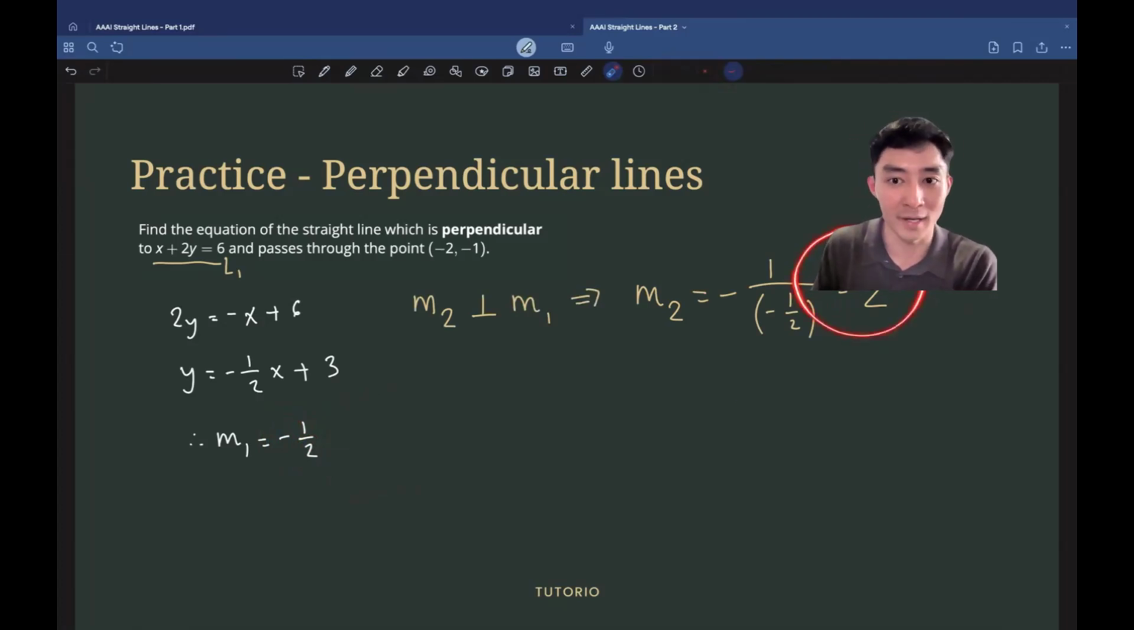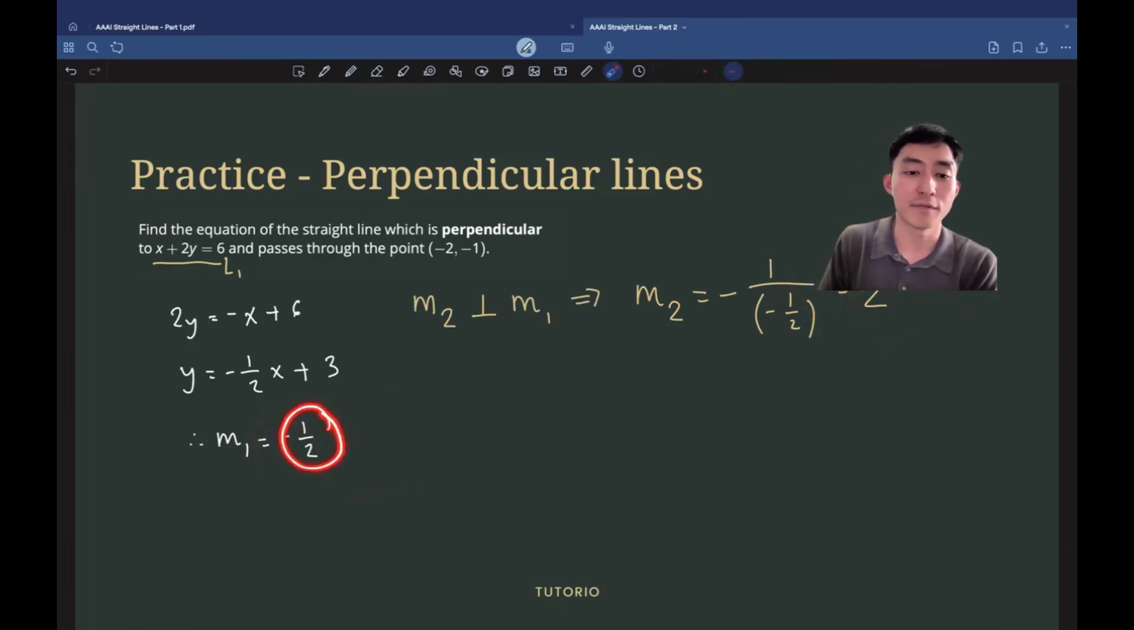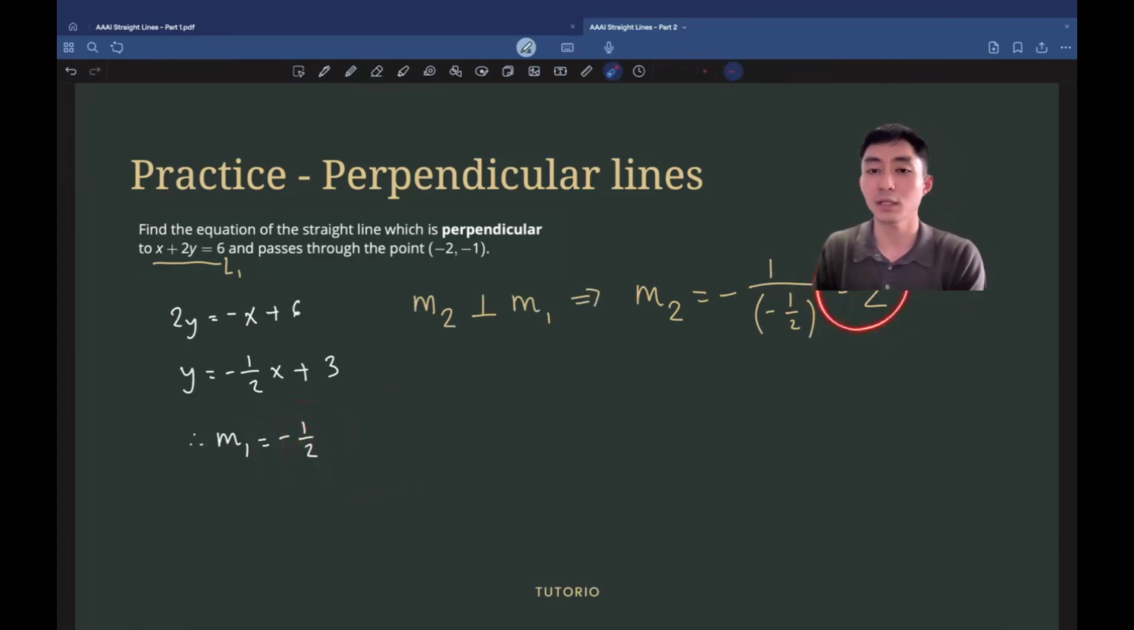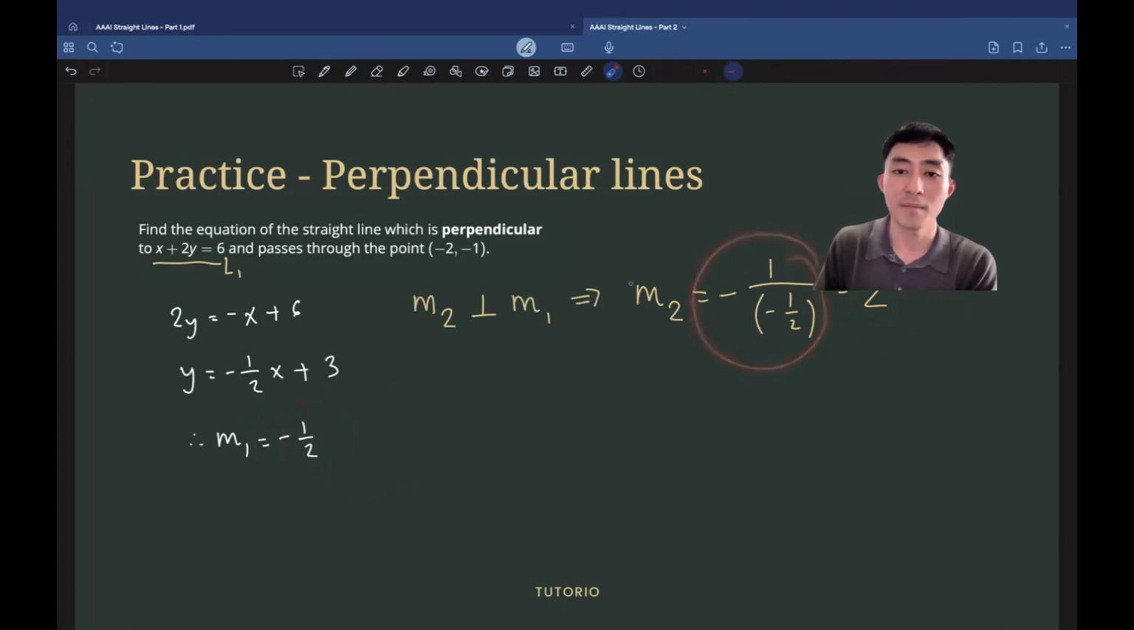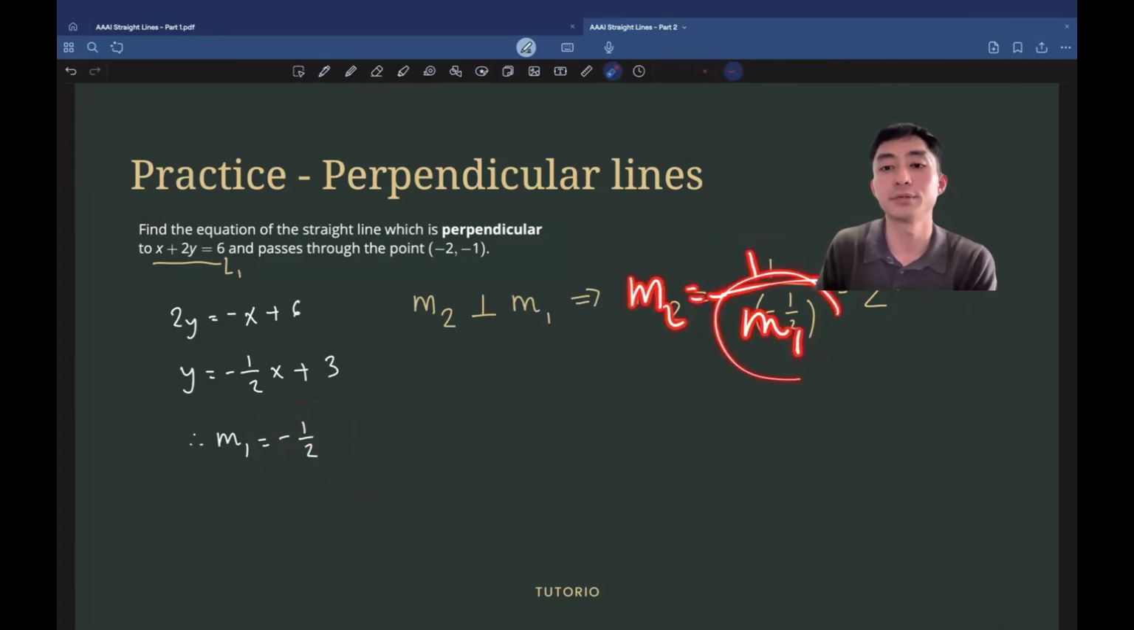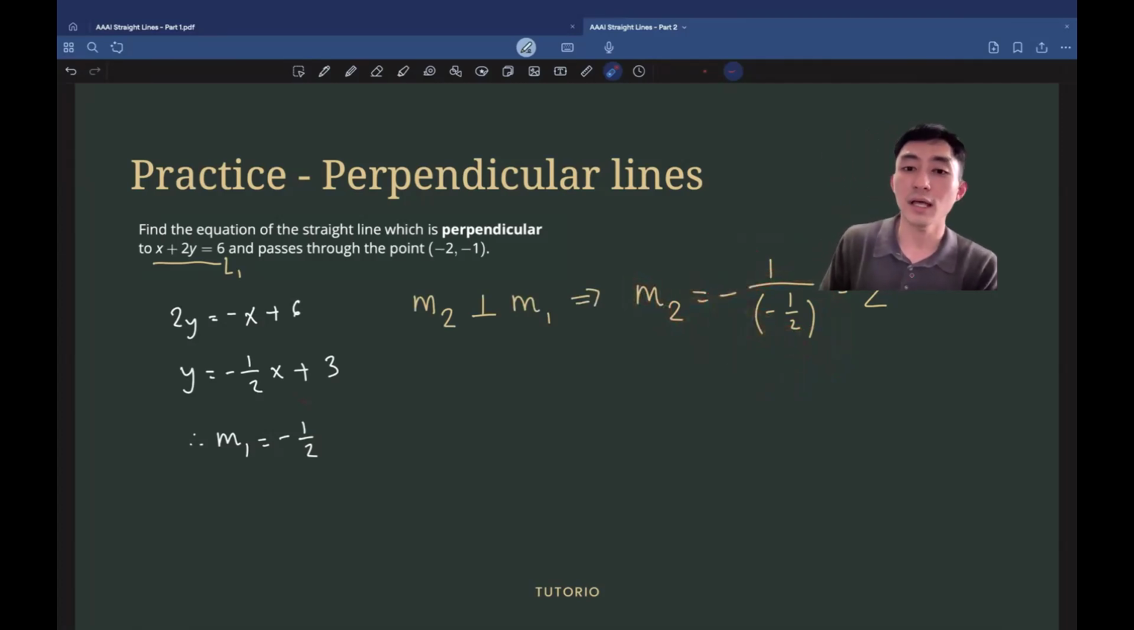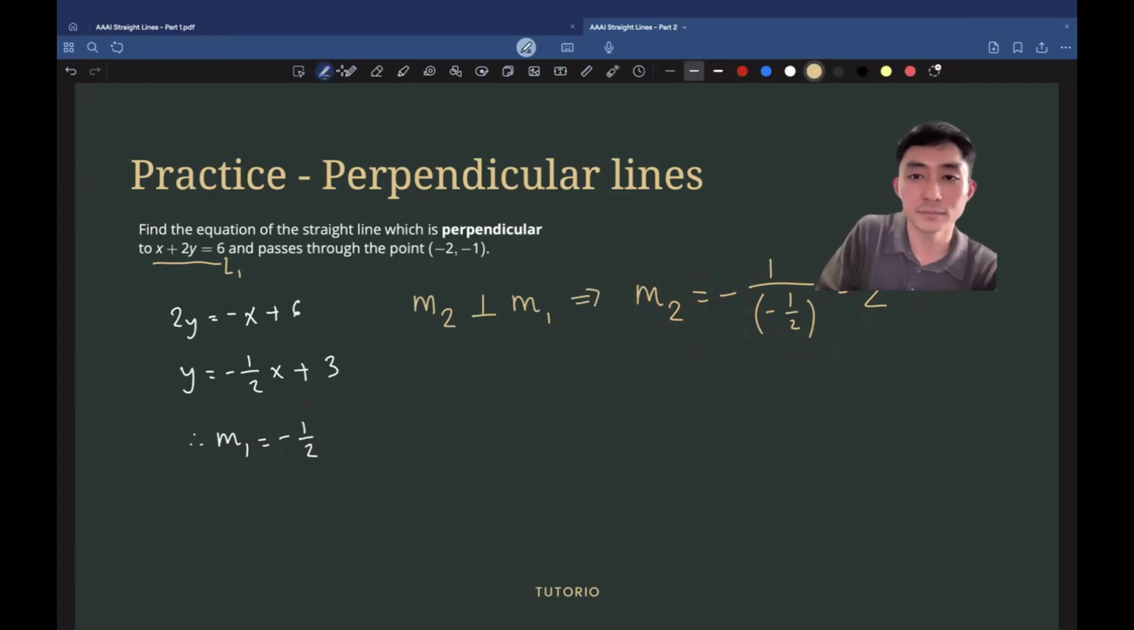What I meant when I say negative reciprocal is that you change the sign from negative into positive, and then you flip over the fraction. So 1 over 2 becomes 2 over 1, which is 2. Or else, if you're confused, you can just substitute the formula m2 equals minus 1 over m1 into the GDC for the AI students, and we get the gradient here.